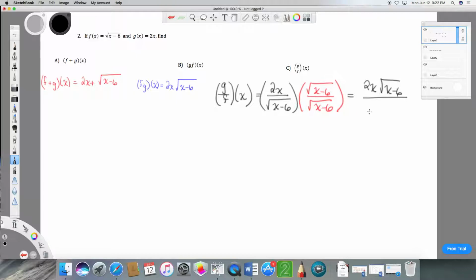And here, although technically we're supposed to have absolute values around this x minus 6, since x always has to be greater than 6, and it can't equal 6 because it's in a denominator, then being bigger than 6, x minus 6 is going to be some positive amount. So I don't need the absolute values. So there's our answers for the first 3.